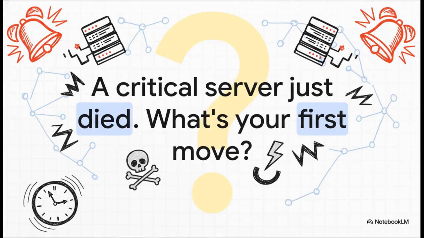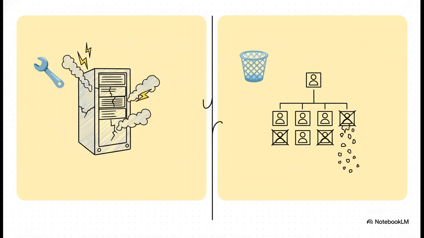I want you to picture this for a second. Alarms are going off, your phone's blowing up, services are down, and one of your key domain controllers has just vanished. It's completely offline. The pressure is on, big time. Your next move is absolutely critical, but the right answer? It totally depends on why that server died in the first place. And really, it all boils down to two very different problems.